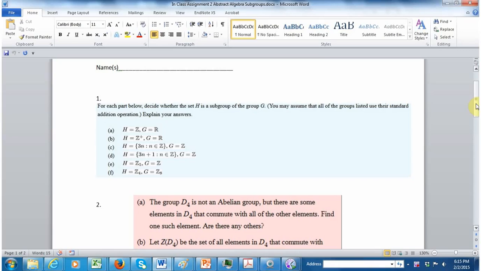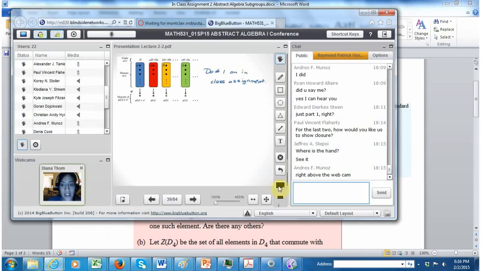However, B is not a subgroup because Z plus doesn't have inverses. If you take 2, for example, it belongs to Z plus, but -2, the additive inverse under plus, is not in H. So therefore, B is not a subgroup. What about C? What do you guys think of C?